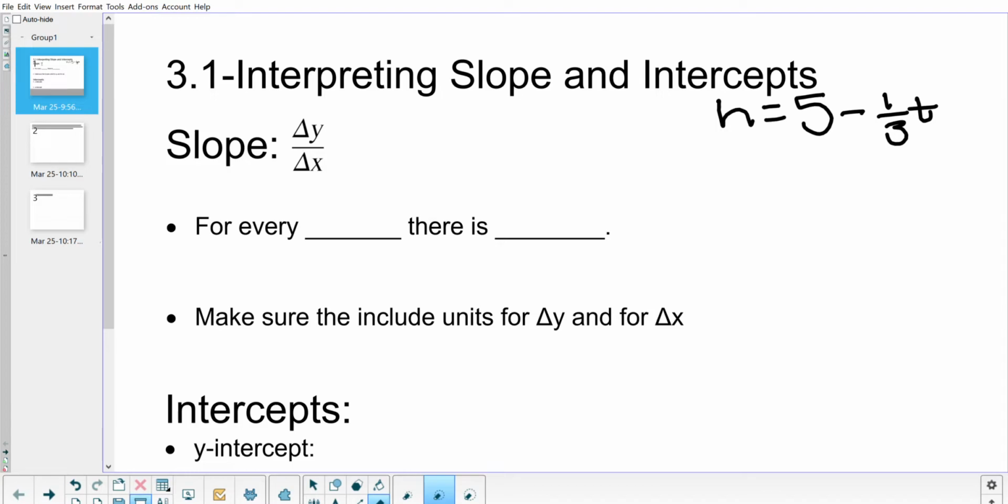I talked about this a little bit already, but when it comes to interpreting the slope, you've got to identify what the different pieces of the story problem are. In this case, change in y over change in x: the change in the output is height. So you're going to have to look at the story problem, figure out what the output is, over a change in x, which in this case is time.